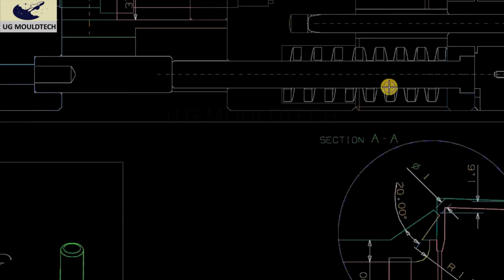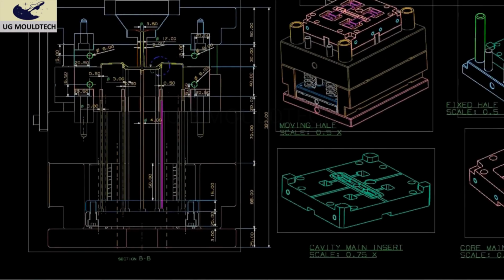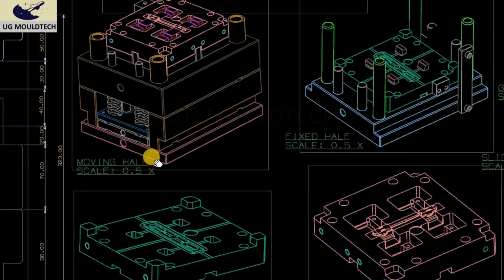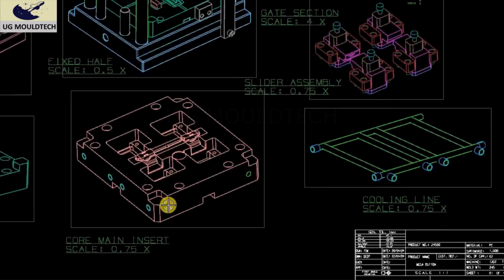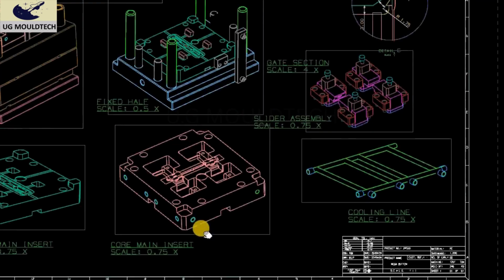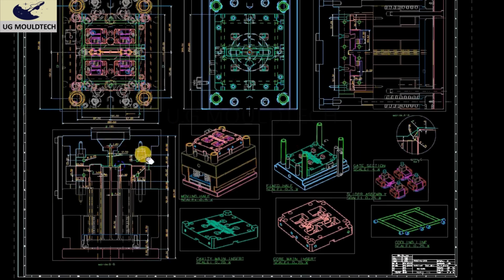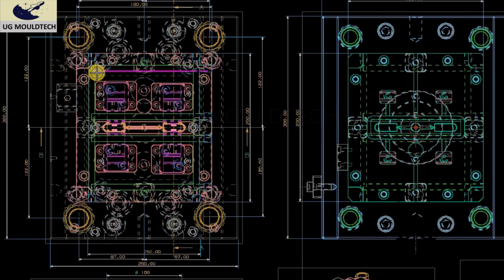And this is the section view. These are all the views. Section VB view. This is the moving half. This is the fixed half. You can see this is the core and cavity insert, this is the runner layout, and this is the slider. These are all the views. First we will see a plan view.